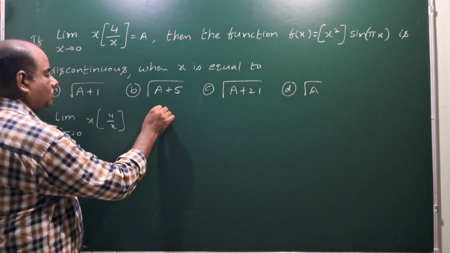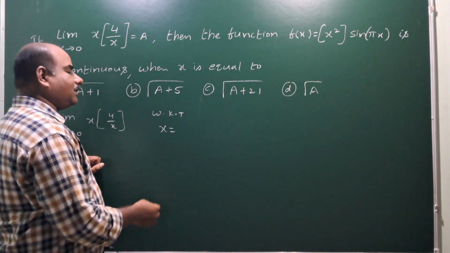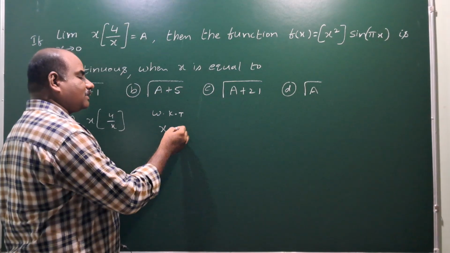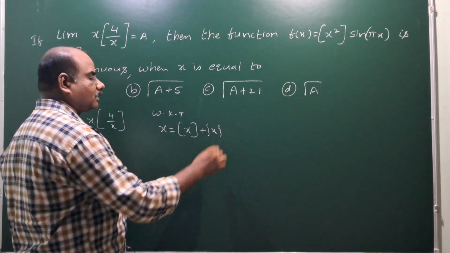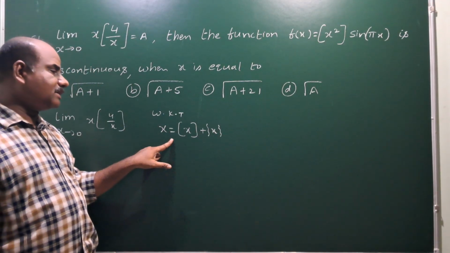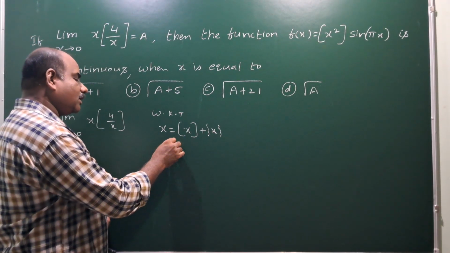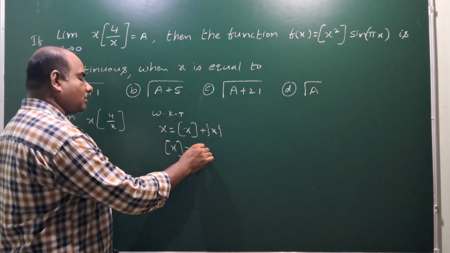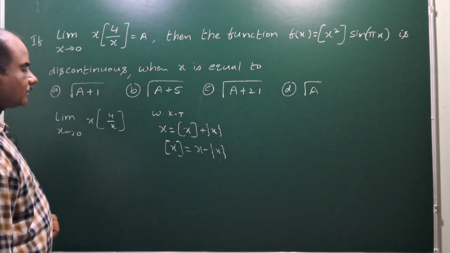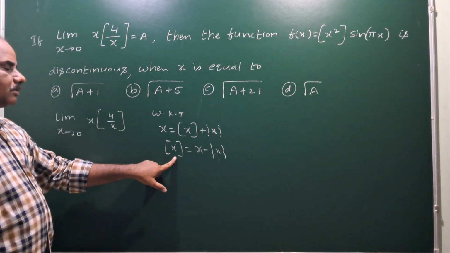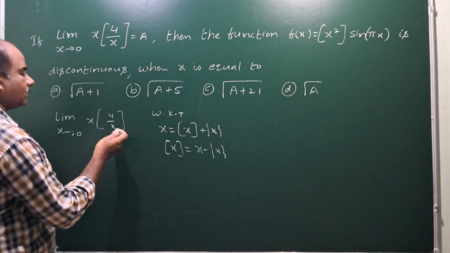We know that every real number x can be expressed as the sum of its integral part and fractional part. So we have the formula: integral part of x is equal to x minus the fractional part of x. We have to apply this formula here.